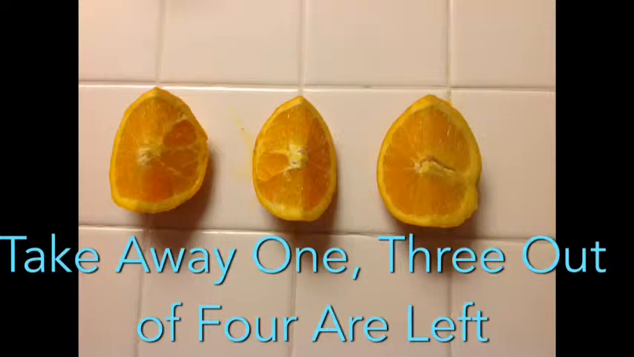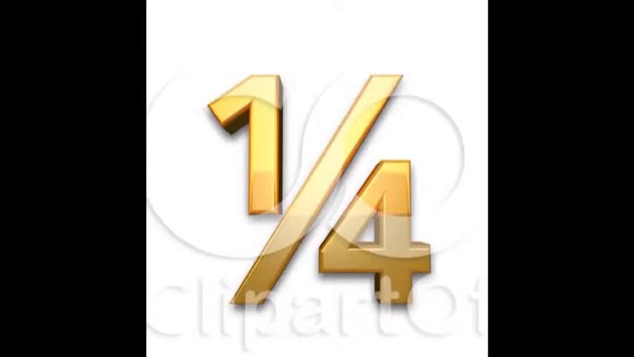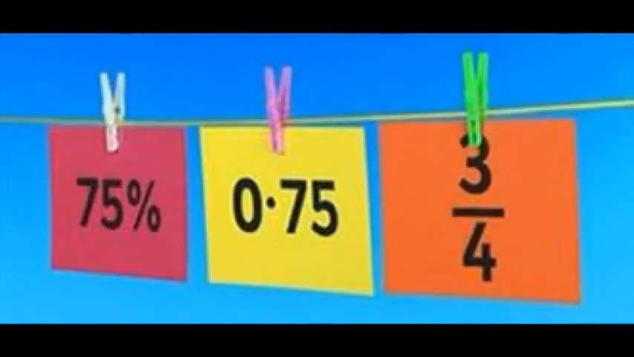Let's take away 1. 3 out of 4 are left, or 3 fourths of the orange is left. We took away 1 fourth, and what did we have left? 75%, 0.75, 3 quarters. It's all the same. It's the same way to say the same thing.